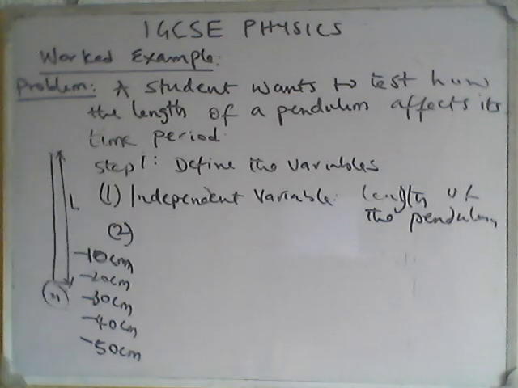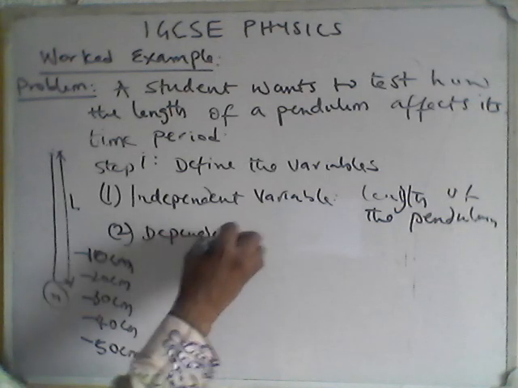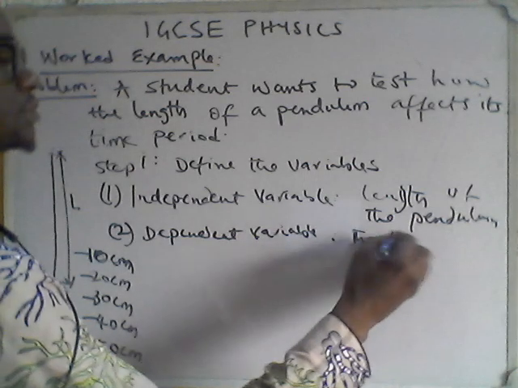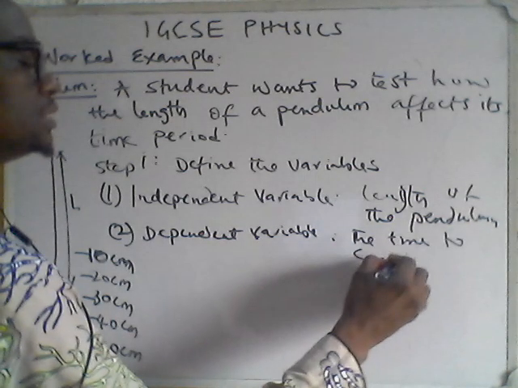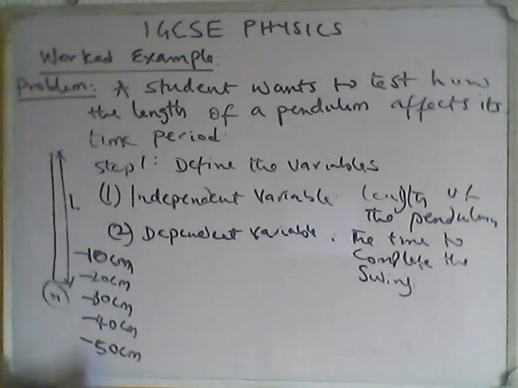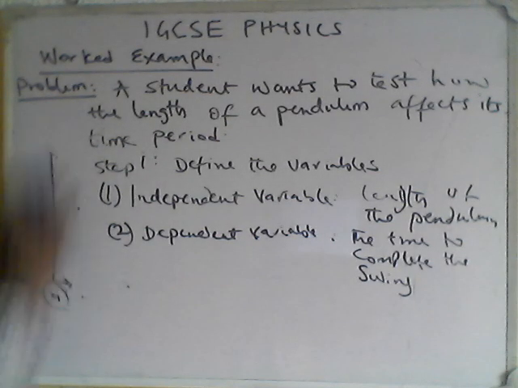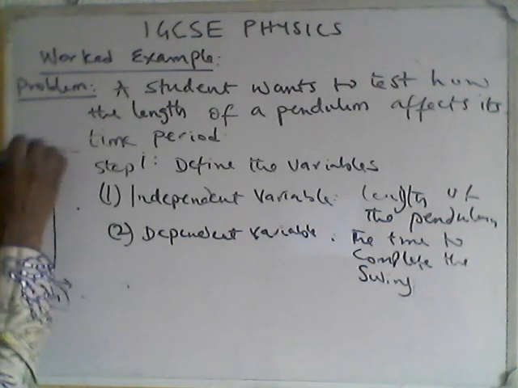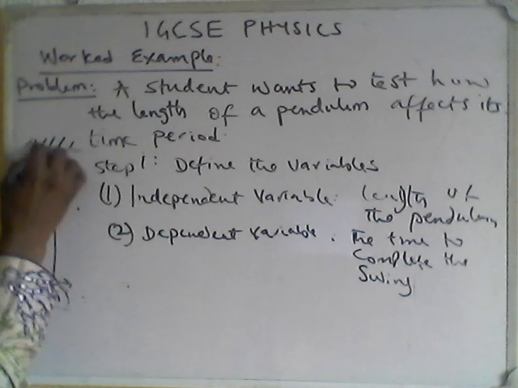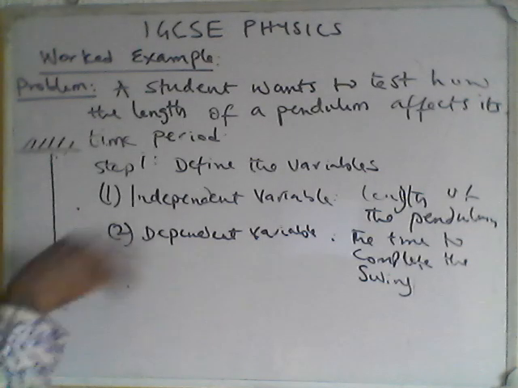So for this case again, the dependent variable will be the time to complete the swing. What am I talking about here? This experiment, the essence is to, let me take this measuring off. So this is the length of the bob. I fix it on this immovable structure, just fix it. So the essence is to determine the time to complete a swing.